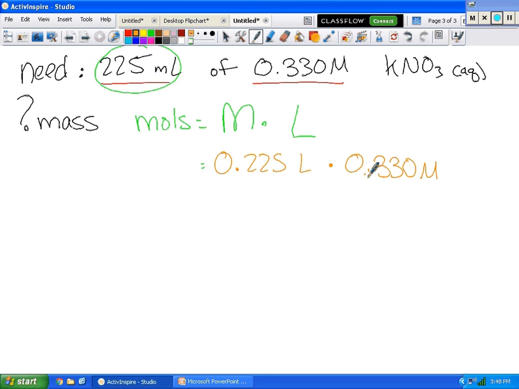All right. So this should give me a certain amount of moles. Anybody have that? Okay. So I've got that many moles. Now, yeah, that's KNO3. But then I've got to convert that to what? Grams. All right. And 1 mole, what is the mass of potassium nitrate?